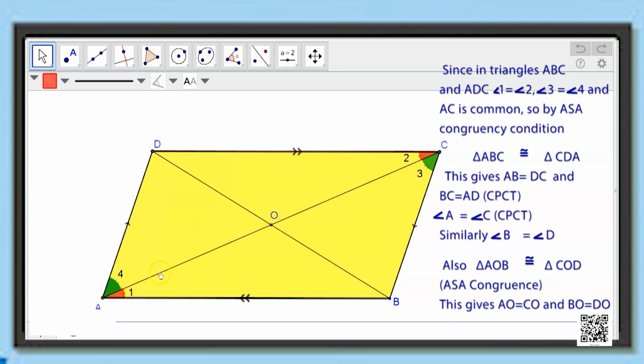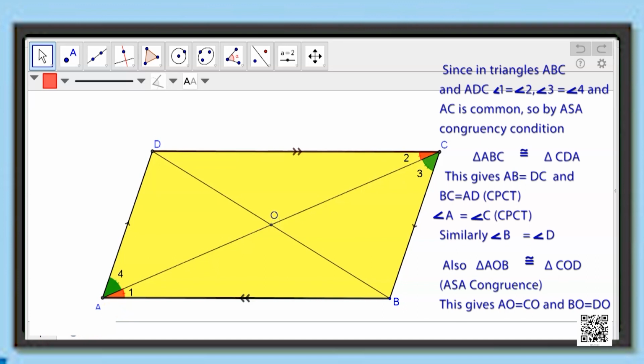How do I show that? I can either draw the second diagonal and show that triangle DAB will be congruent to triangle BCD by the same ASA congruence. Hence, then you can go back and say angle C will become equal to angle D. Then we can now go back and say that the opposite angles of a parallelogram will become equal.